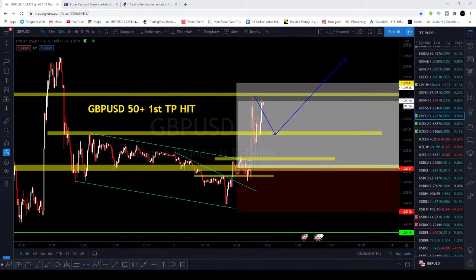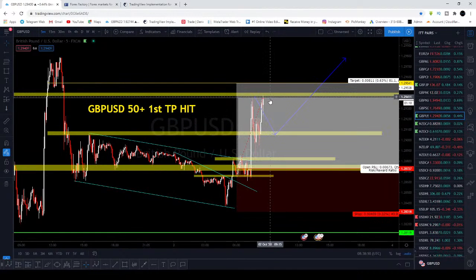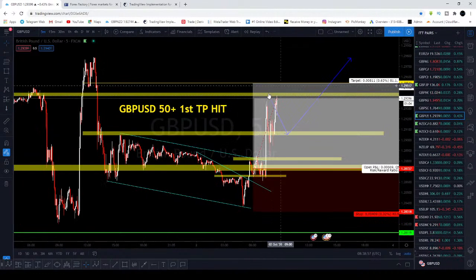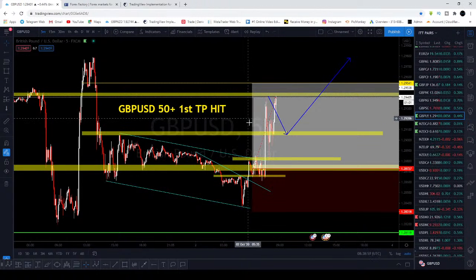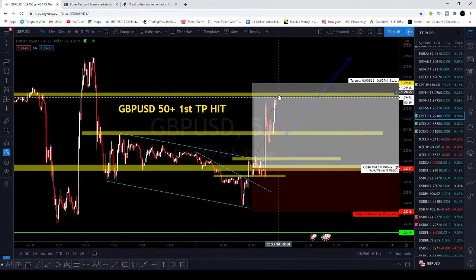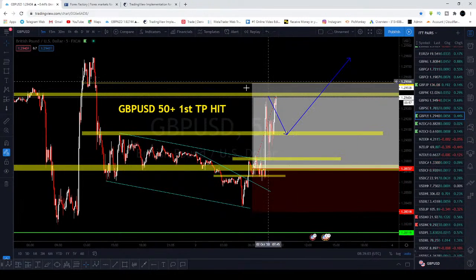Okay, somebody is saying it's going to come to 1.2915 before it continues going up to the upside. But as you can see, it's trying to break out of this. Once it breaks out of this, definitely our second take profit is going to hit. Then there we go. We will secure the profit and see what's going to happen.